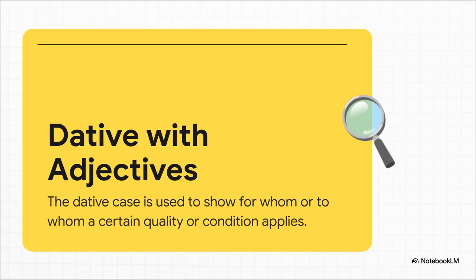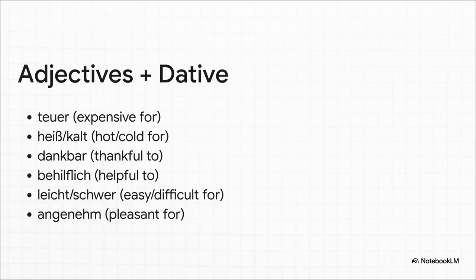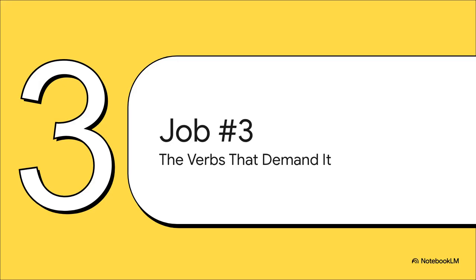It's not just expensive in general. It might be too expensive for him. Ihm zu teuer. And this is a super common pattern. Just look at this list. Words like expensive, hot, cold, thankful, helpful, they all use the dative to show who's being affected. It's a really fundamental way of expressing a personal experience in German. All right, on to job number 3. So far we've seen some pretty logical systems, right?